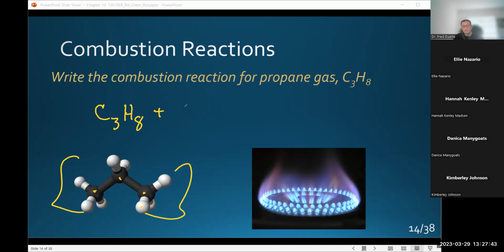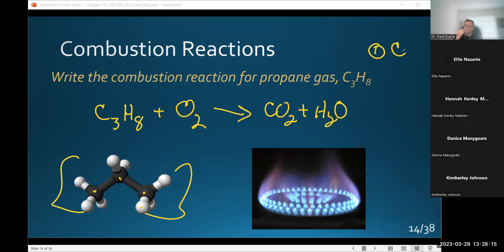We know to burn, to combust, you need oxygen. And the second thing I stated earlier was that the only two products we're going to work with are carbon dioxide and water. Okay, that's it. Now, to balance combustion reactions of hydrocarbons, we use a systematic approach. Step number one, we first balance the carbons. Okay, we balance the carbons first.